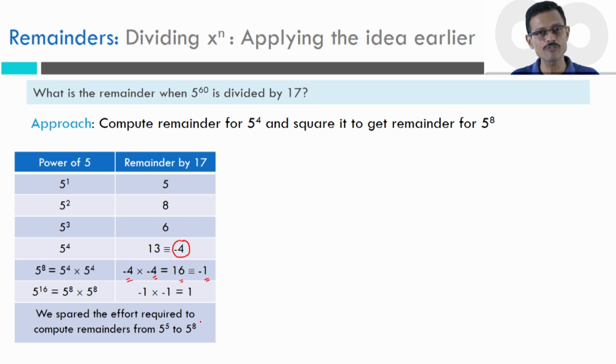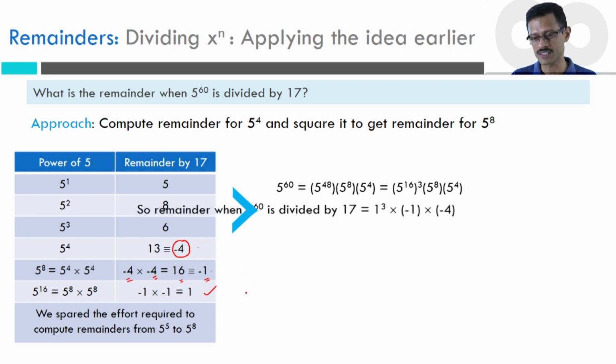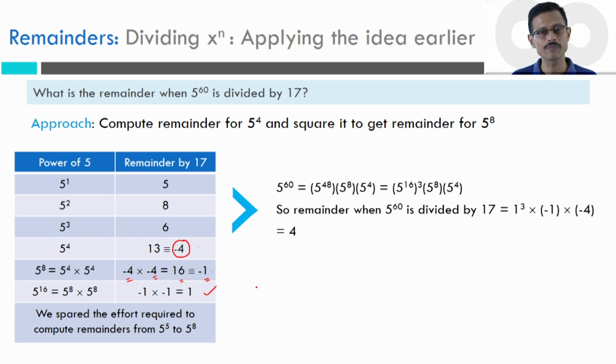So, I didn't compute for 5 power 5, 5 power 6, 5 power 7, 5 power 8. If it were not a -1, I still would not have worried. Whatever this number is, I would have squared it to find out the remainder for 5 power 16 and proceeded along that line. So this is what we'll have. So steps are, for 5 power 4, it was -4. 5 power 8 became -1. So 5 power 16 is 1. Then proceed along the same lines to get to the answer that we had, which is equal to 4.